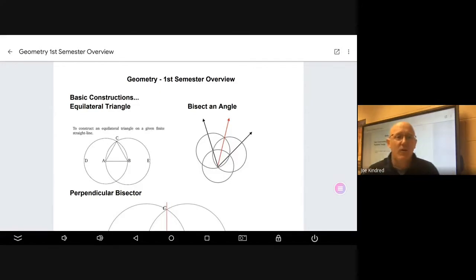So if you notice here on the board, we started off with basic constructions in the beginning of the year in first semester. Three of the big constructions that we start off with dealt with constructing an equilateral triangle, doing a construction that requires you to split an angle in half, bisecting an angle, and then also finding the perpendicular bisector of a line. I want to go through those briefly and then continue to move on with some of the review, the highlights of the first semester.